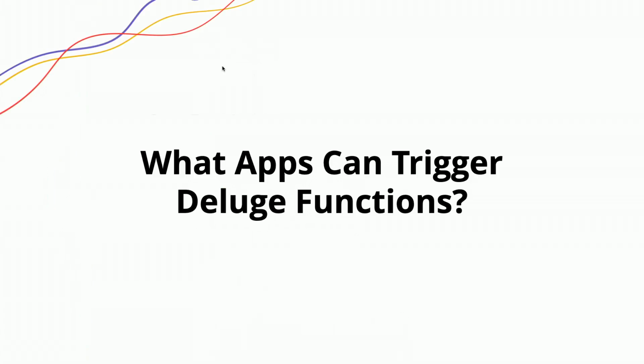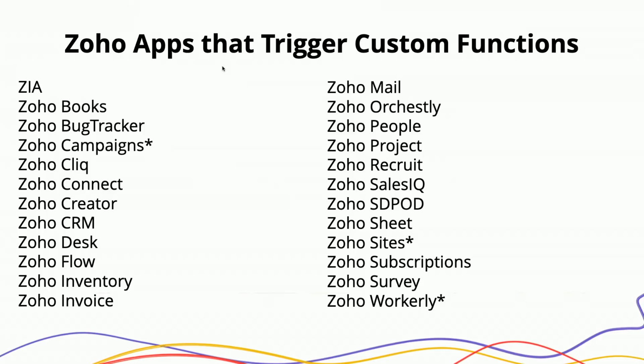There are two main parts of Deluge. One is the applications that can trigger Deluge functions. This is a list of all the apps that can trigger custom functions. Some of them have stars because they're still in private release stages and not GA. But for the most part, about 24 different apps right now support them. We have 40 apps in Zoho, so we still have a long way to go.